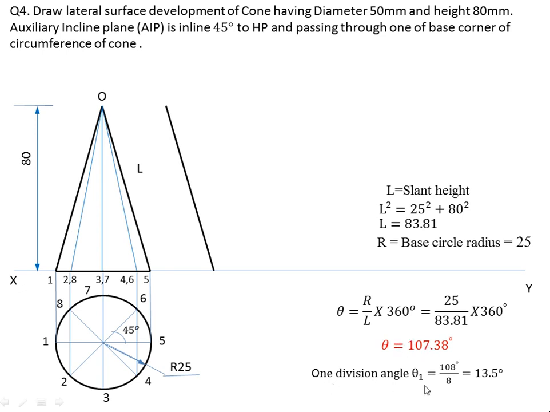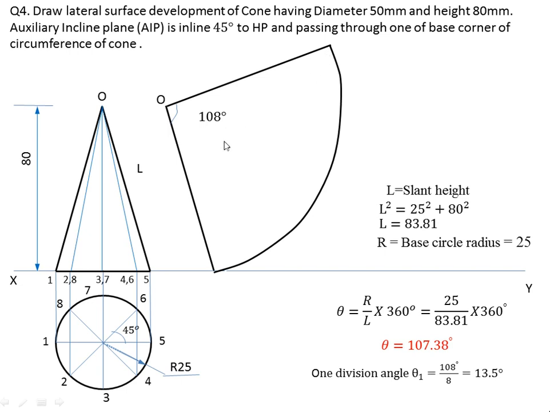One division angle theta 1 is equal to 108 divided by 8, is equal to 13.5. So this is the angle. Now next we have to draw the line L. Then here draw the sector, draw a line inclined at an angle 108. Then take this L as a distance in compass, this O as a center, rotate an arc like this. So we will get this sector.